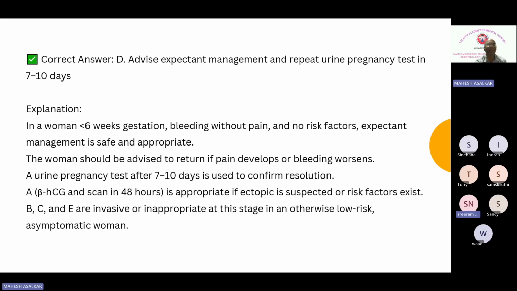Yes, advise expectant management and repeat pregnancy test in 7 to 8 days. If a woman is less than 6 weeks of gestation, with bleeding without pain and no risk factors, expectant management is safe and appropriate. The woman should be advised to return if pain develops or bleeding worsens. A repeat urine pregnancy test after 7 to 10 days is used to confirm resolution. Beta HCG and scan in 48 hours is appropriate if ectopic is suspected or risk factors exist. B, C, and E are invasive and inappropriate at this stage in an otherwise low risk asymptomatic patient.